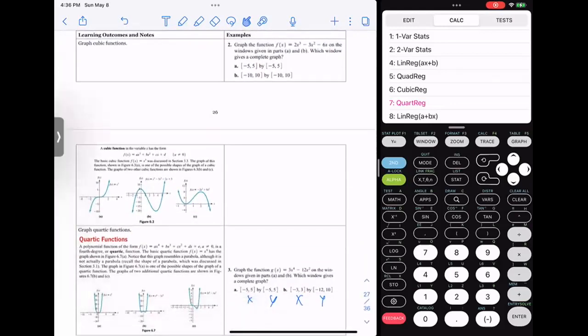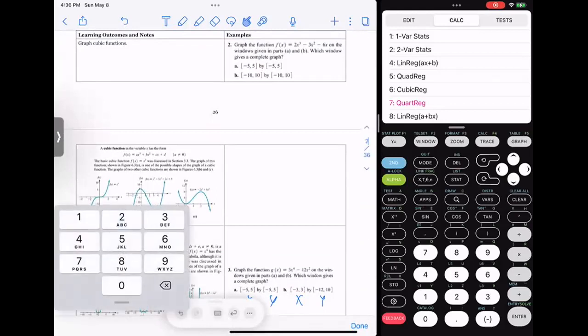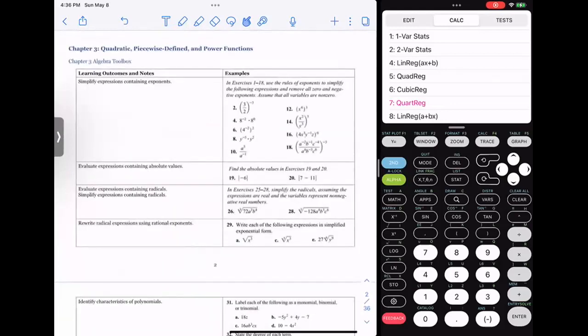Can I get the page 2? So it's asking that you evaluate expressions containing radicals and simplify expressions containing radicals. So for number 28, was it? We have the cube root of negative 128 times e to the 4th e to the 5th times c to the 6th.